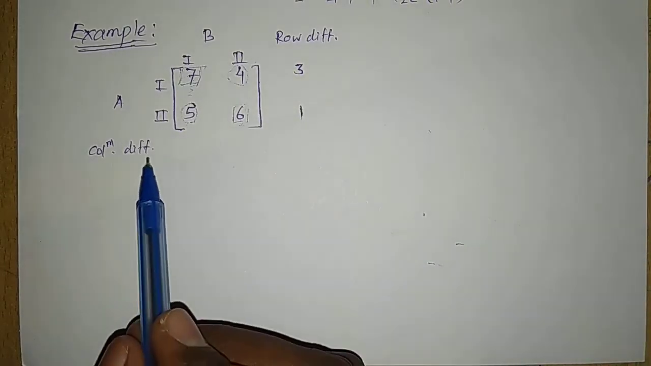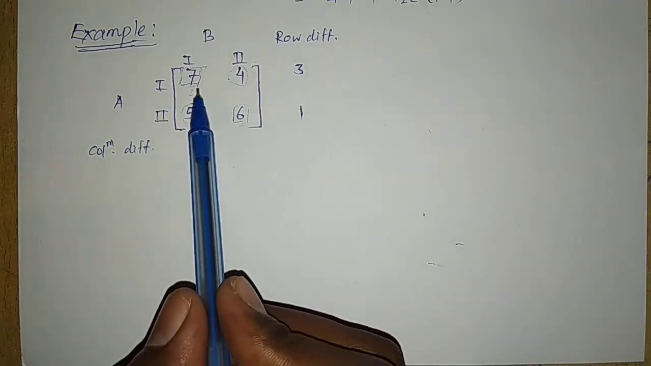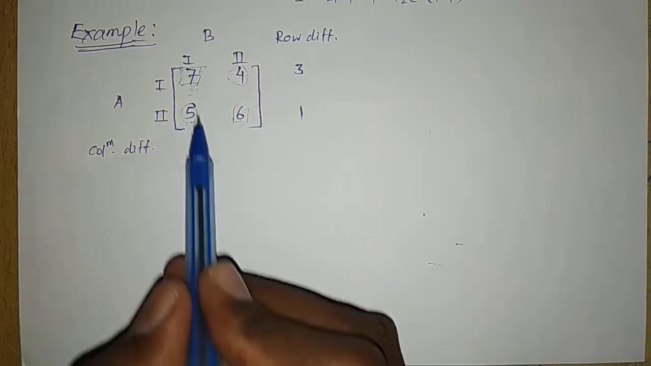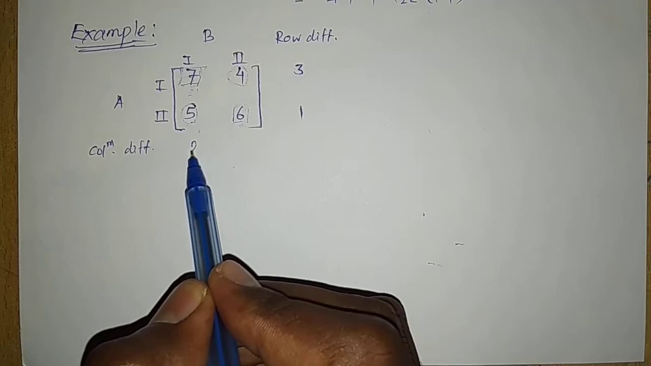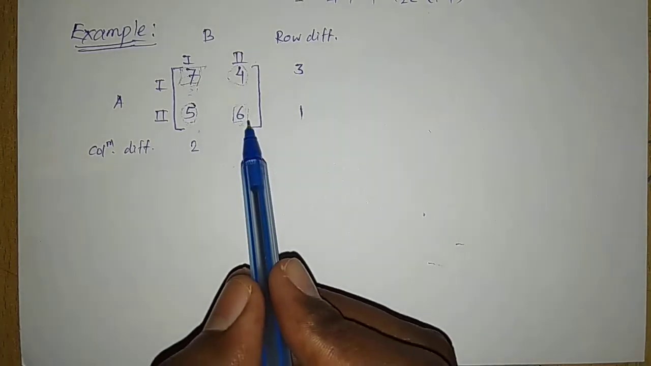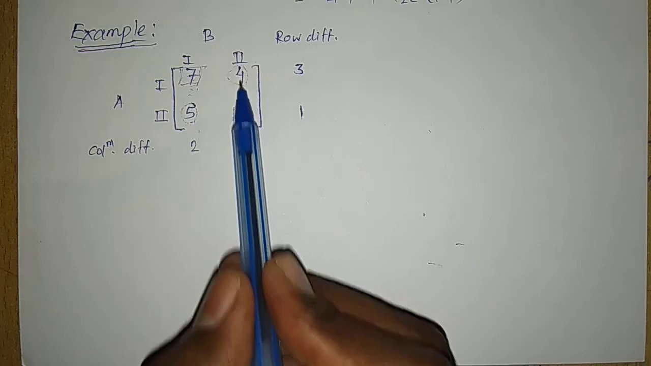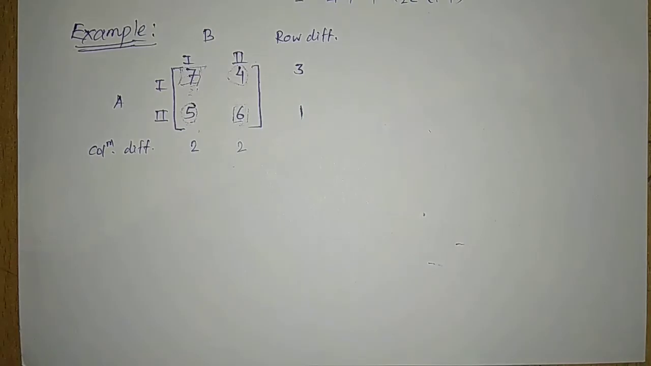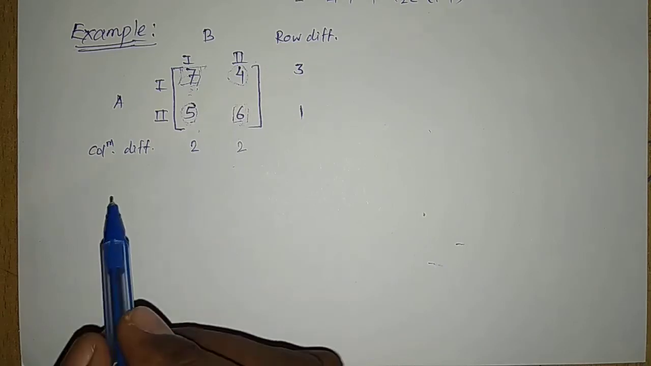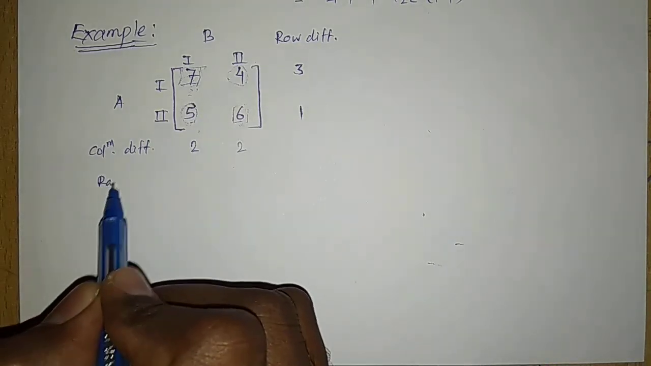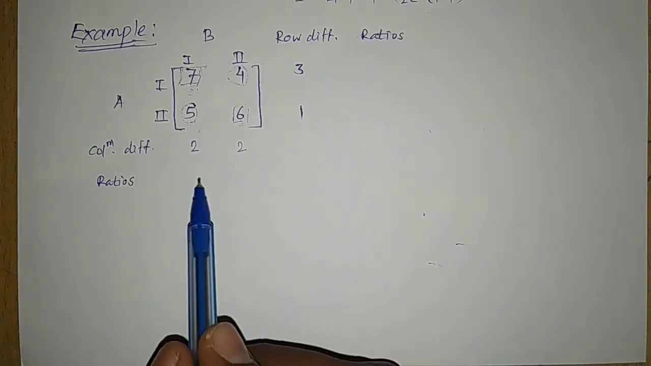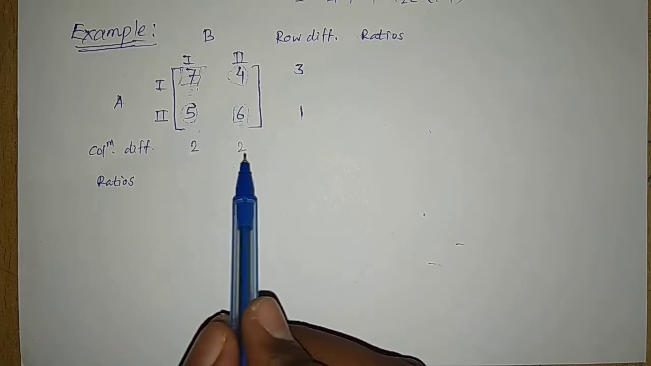Now let us find out column differences. We have to start from this element and write the difference. 7 minus 5, A11 minus A21, difference here is 2, and here the difference will be 6 minus 4, A22 minus A12, so the difference here is 2. So we found the row differences and column differences. Now let us take the ratios. Ratios will be the difference upon the sum of differences.